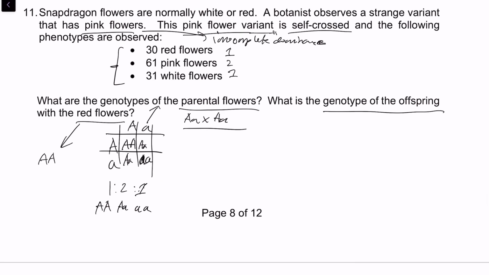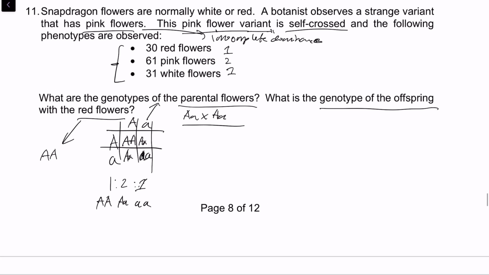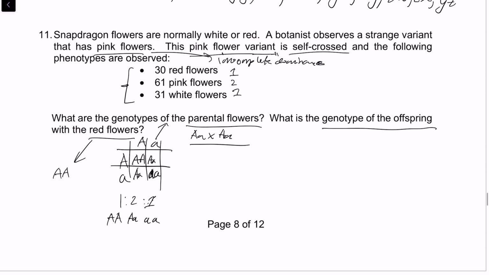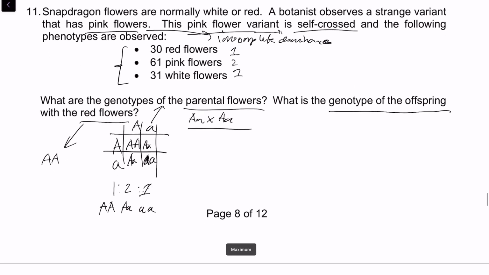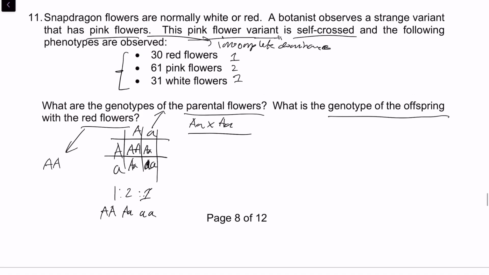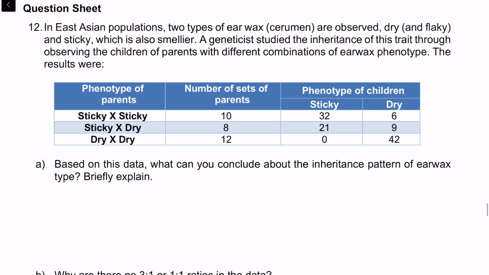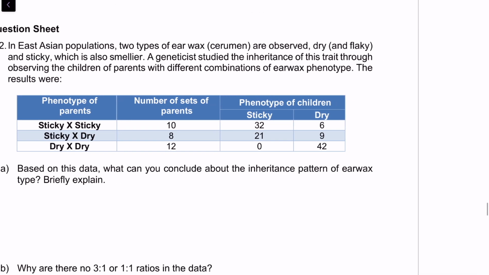Because we know that red flowers is going to be dominant over the pink flowers. All right. I think that's just assumed knowledge from this question. But yeah, I guess it's just a typical co-dominant example that you just have to be aware of in terms of snapdragon flowers. Okay. Question 12.